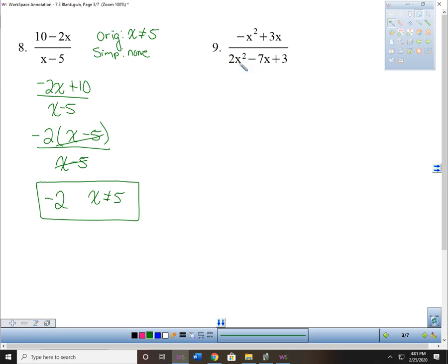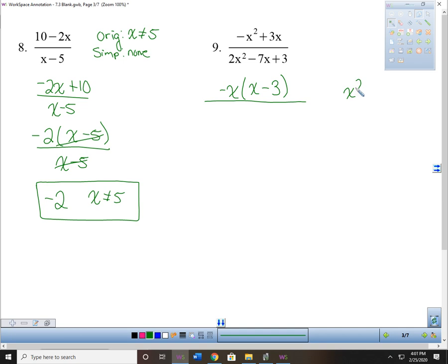All right, so on number 9, I see here that I have 2 terms on top, and I have a common factor of x, but I don't like that this first term is negative, so I'm going to go ahead and take out a negative x. Negative x squared divided by negative x is positive x, and 3x divided by negative x is negative 3. Then on the bottom, I'm going to have to do the illegal move because I have a number in front, so 2 times 3 would give me 6.